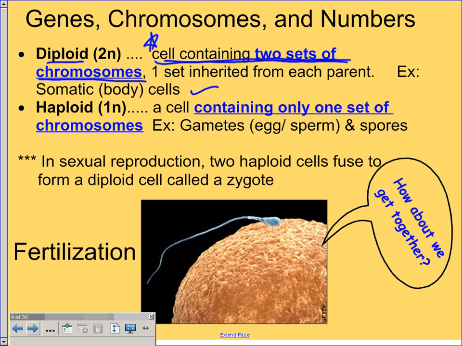And then haploid, same part of this definition. Haploid cells are the ones that contain half of it. So instead of two sets, half of two sets would be one set. So a cell containing only one set of chromosomes. And the two different types of cells we talk about with these are like normal body cells, like hair, skin, stomach, bone, toe, fingernail, whatever. Those are the diploid cells. And then the haploid cells are going to be only the reproductive cells, eggs and sperm. That's what we're going to hit a lot today.